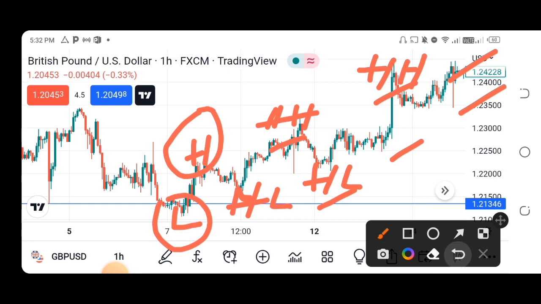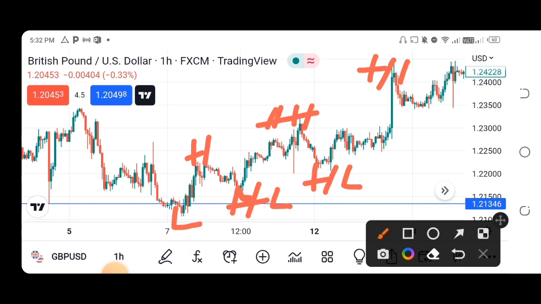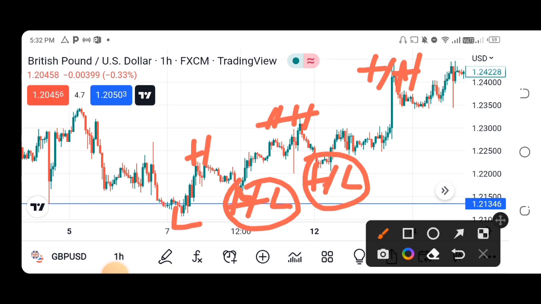So the first thing you want to do is make sure that you are in the right place. We have the low, we have the high, we have the higher low, and we have the higher high, higher low, higher high, right? Now when you want to buy is always at a higher low. You always want to buy at a higher low. So you buy here, at a higher low.